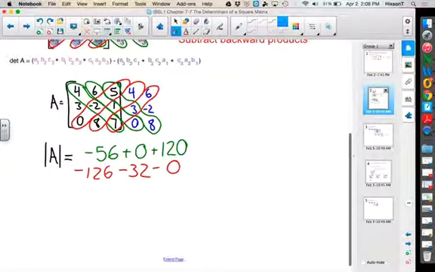Now we just have to add everything up together. 120 minus 126 is negative 6. Minus 56 is negative 62. Minus 32 is negative 94. Okay, negative 94.